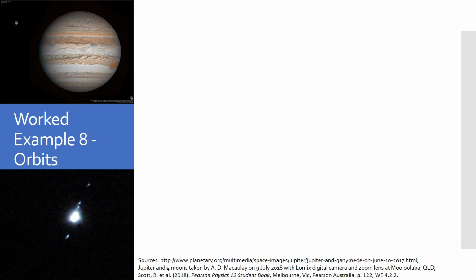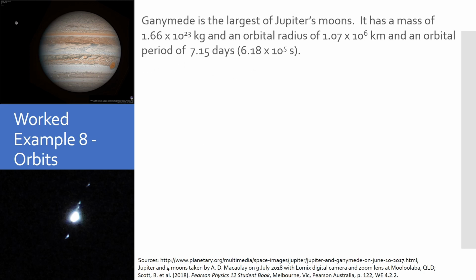The blurry dot is Jupiter, and these are 4 moons of Jupiter that I took with a camera. Jupiter does not look like the beautiful picture at the top, which comes from space images from planetary.org. Here's the question. Ganymede is the largest of Jupiter's moons. It has a mass of 1.66 times 10 to the 23 kilograms and an orbital radius of 1.07 times 10 to the 6 kilometers and an orbital period of 7.14 days. Now those are Earth days, which is the same as 7.18 times 10 to the 5 seconds.